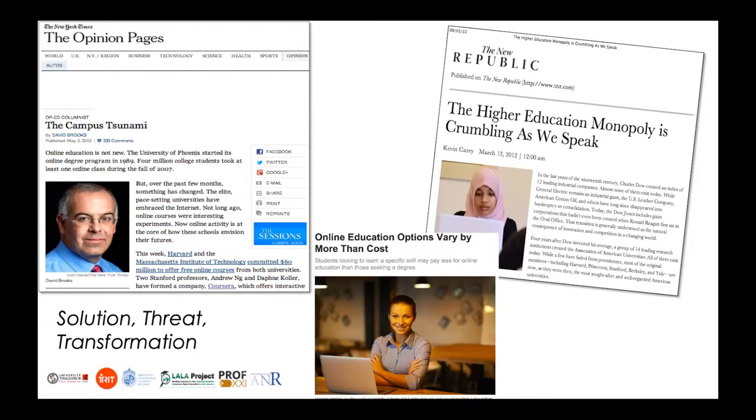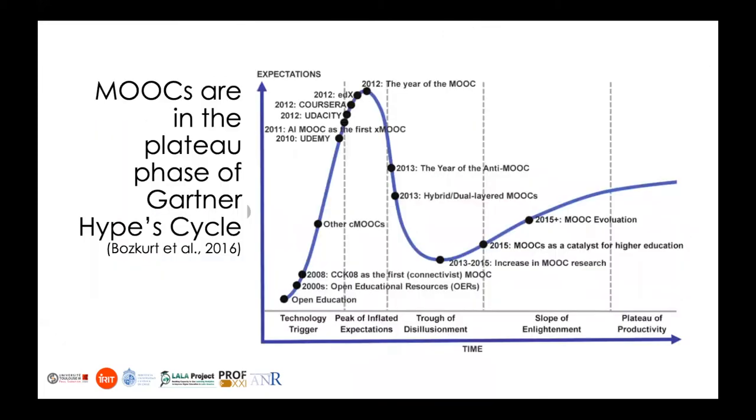But after a long period of time, if we look at Gartner's hype cycle, we see that, okay, MOOCs happened. There was a peak in which everybody was talking about them, which was good because somehow it helped us to rethink how we were teaching in the universities. But now we are in the plateau phase, in which some universities have already integrated MOOCs as part of their natural processes. And they are trying to use these MOOCs for improving the teaching and learning practices they carry out every day.